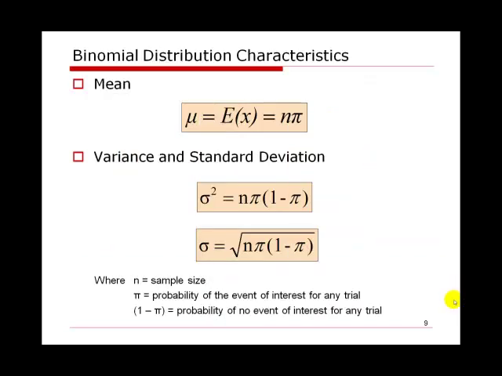So for the binomial distribution, the characteristics are n and pi. n is the number of observations, and pi is the probability that the event of interest will occur in a given observation. So with these two numbers, we can easily calculate the mean, the variance and the standard deviation of the binomial distribution. All these three characteristics can be calculated through the two numbers, the number of observations n and the probability of the event of interest occurring, pi.